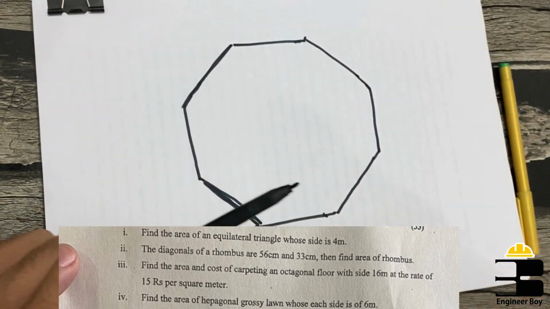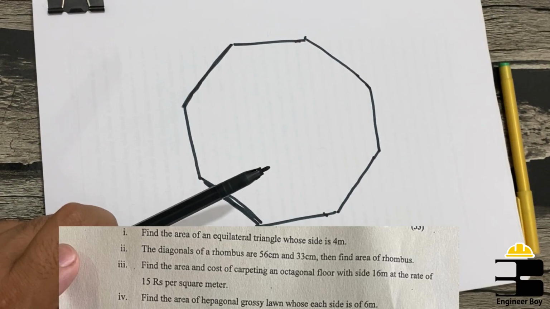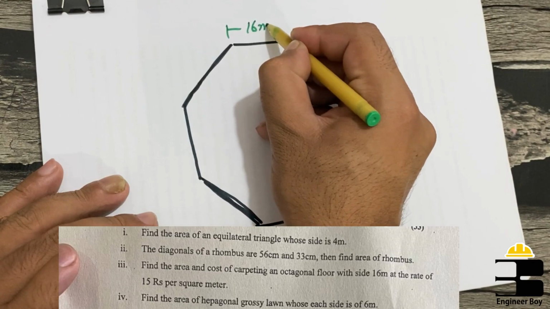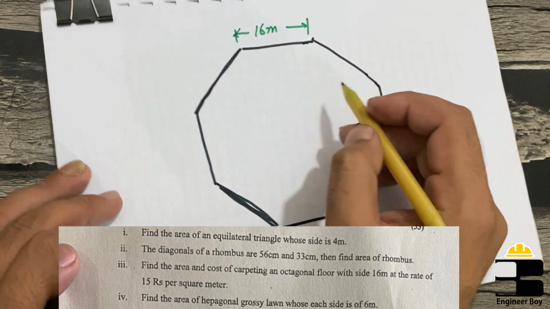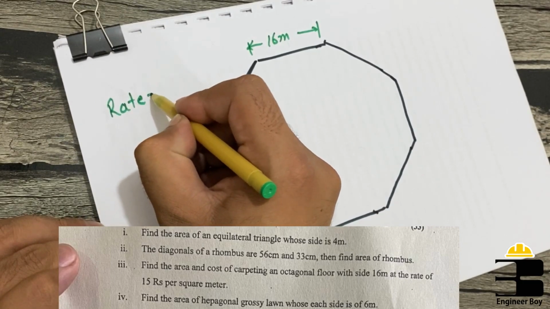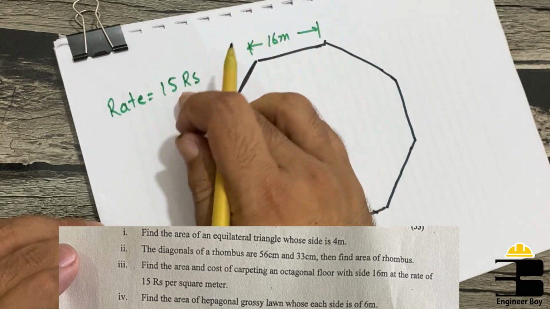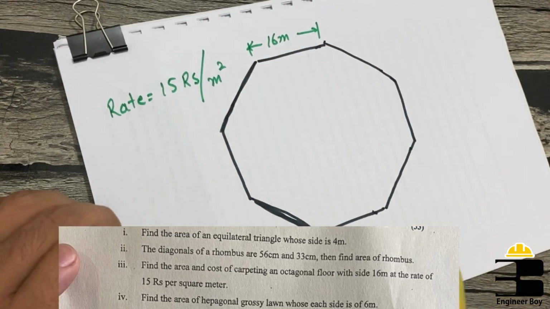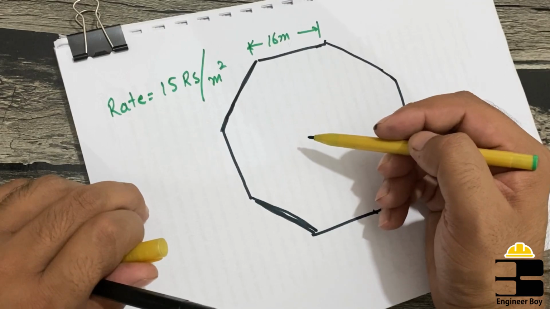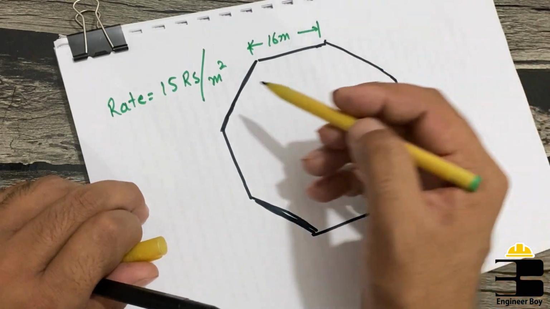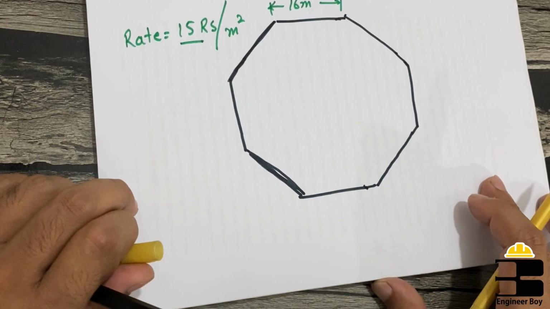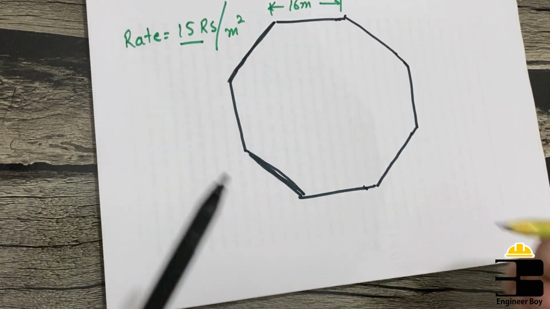Each side, as you can see in the question paper, is 16 meter. The unit rate is 15 Rs, where Rs means Pakistani rupees per square meter. That means we are going to determine the area of the octagonal carpeting area first. Then we will multiply that area with the unit rate, so we can get the cost of carpeting the same floor. So let's determine the area of the octagon.